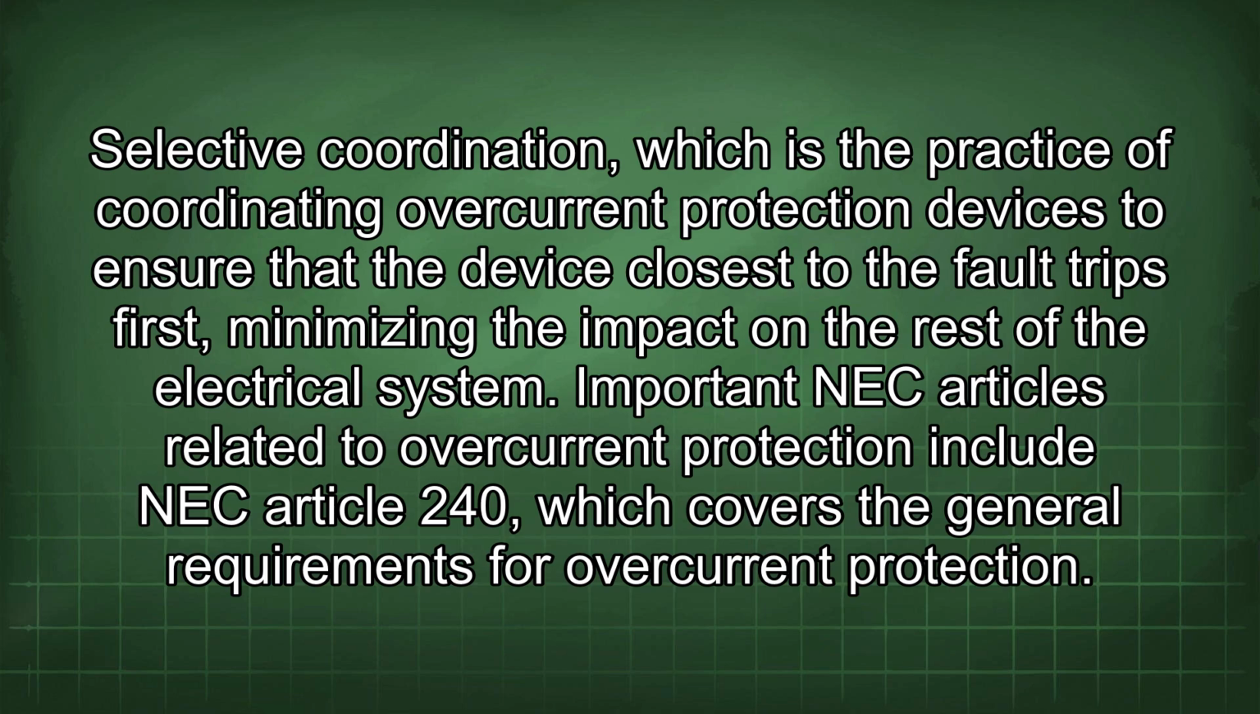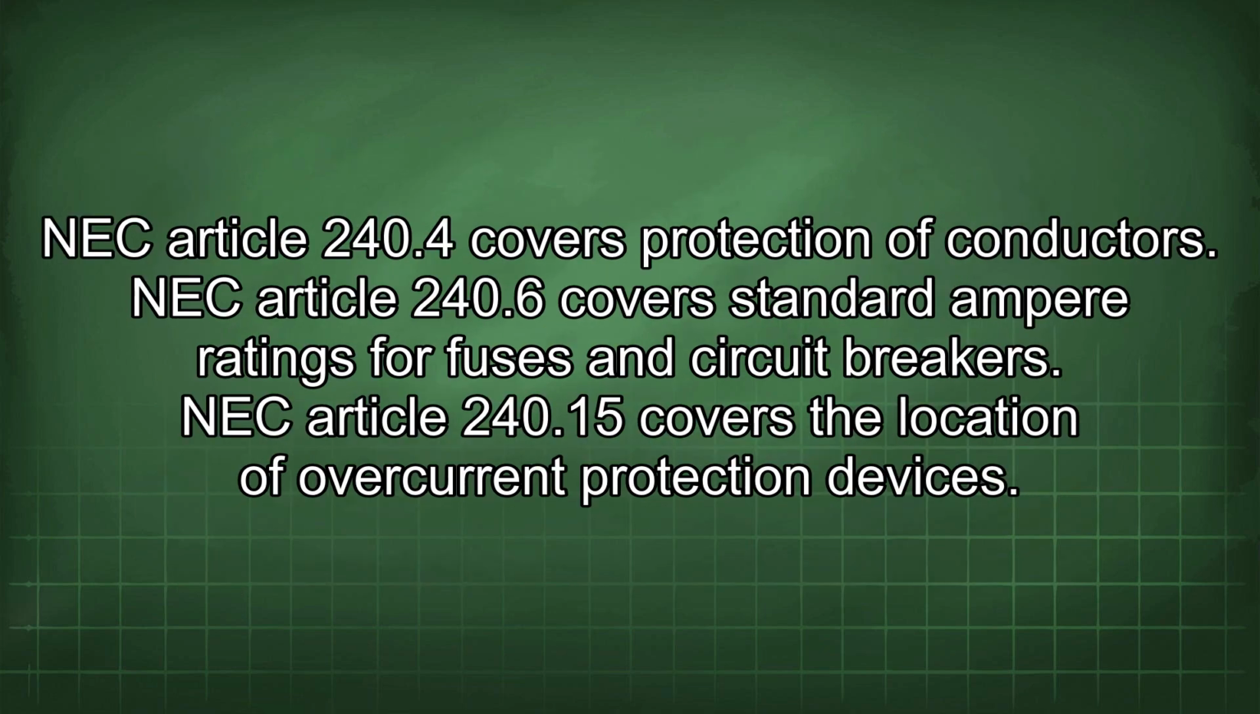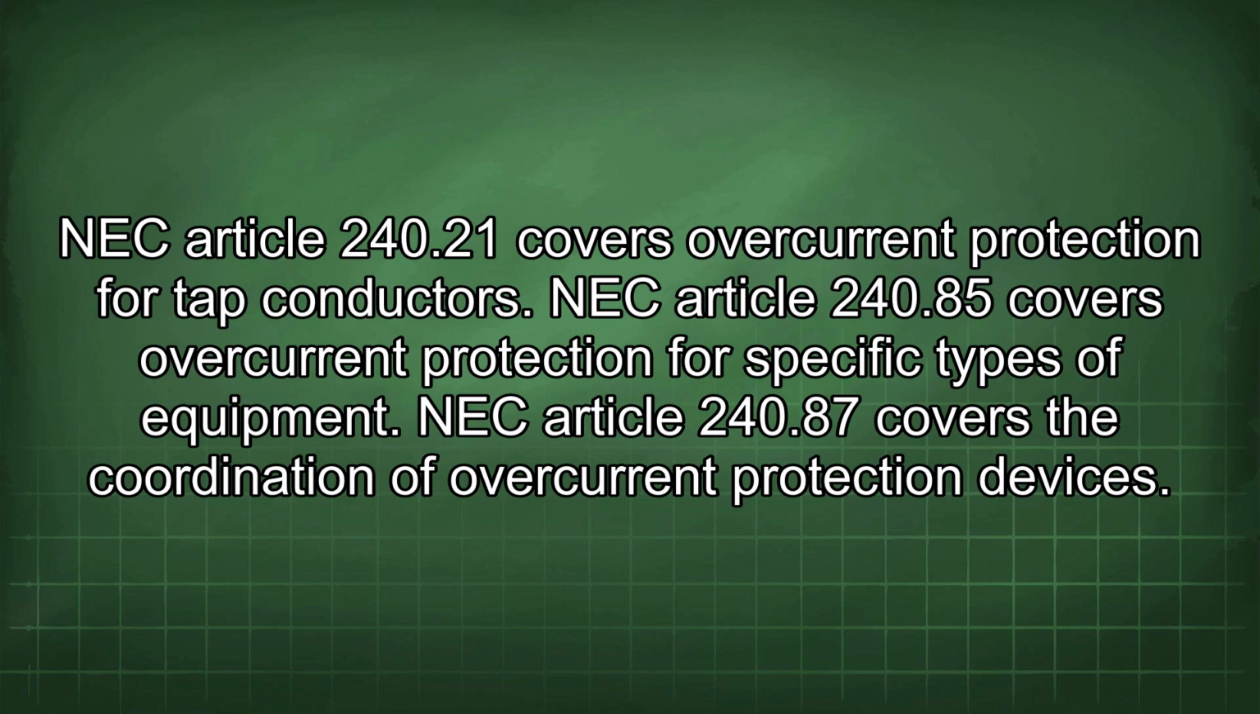Important NEC articles related to overcurrent protection include NEC Article 240, which covers the general requirements for overcurrent protection. NEC Article 240.4 covers protection of conductors. NEC Article 240.6 covers standard ampere ratings for fuses and circuit breakers. NEC Article 240.15 covers the location of overcurrent protection devices. NEC Article 240.21 covers overcurrent protection for tap conductors. NEC Article 240.85 covers overcurrent protection for specific types of equipment.